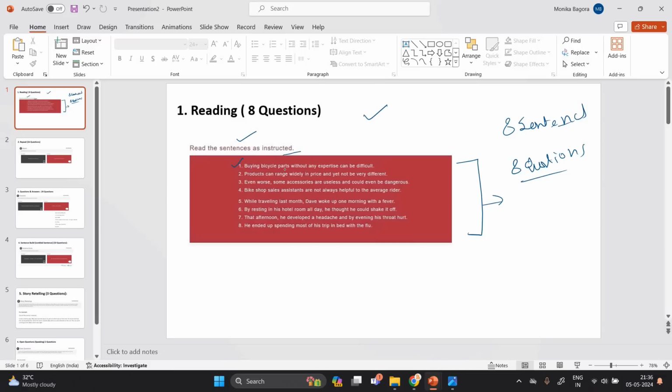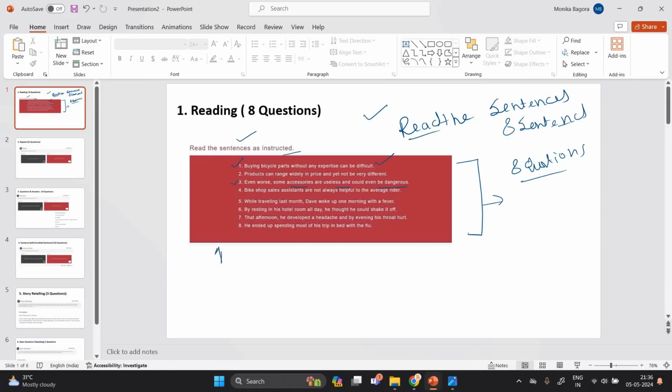What is written there? First sentence: Buying bicycle parts without any expertise can be difficult. Even worse, some accessories are useless and could even be dangerous. So simply you have to read the sentences. What is written here.